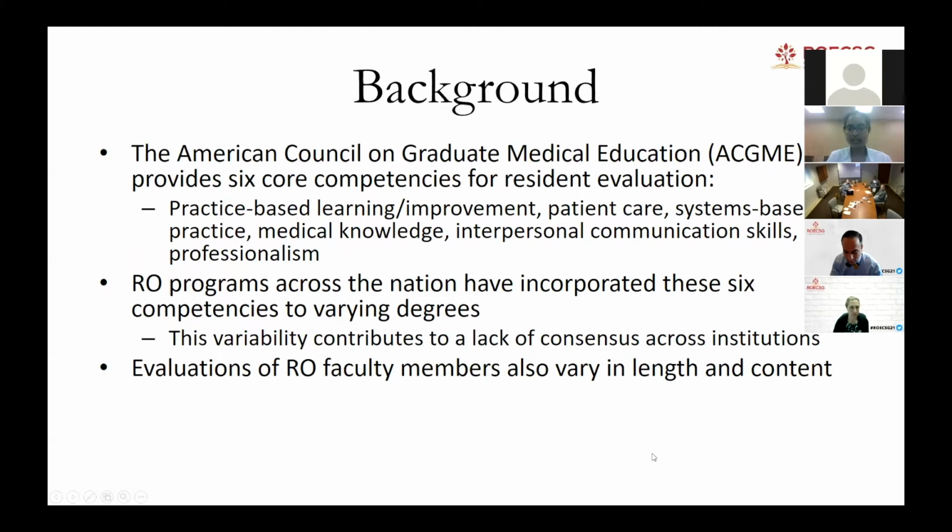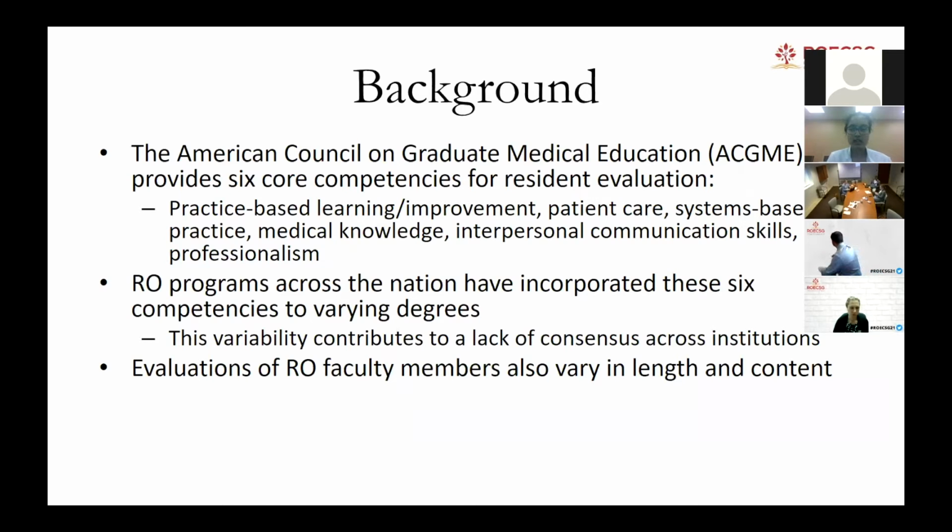So the American Council on Graduate Medical Education provides 6 core competencies that can be used to evaluate residents. These are practice-based learning and improvement, patient care, systems-based practice, medical knowledge, interpersonal and communication skills, and professionalism. I will take a moment here to define a few of these competencies.